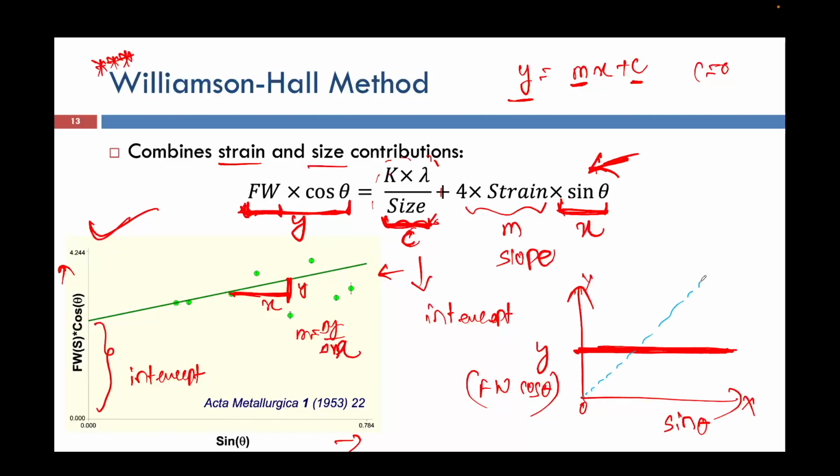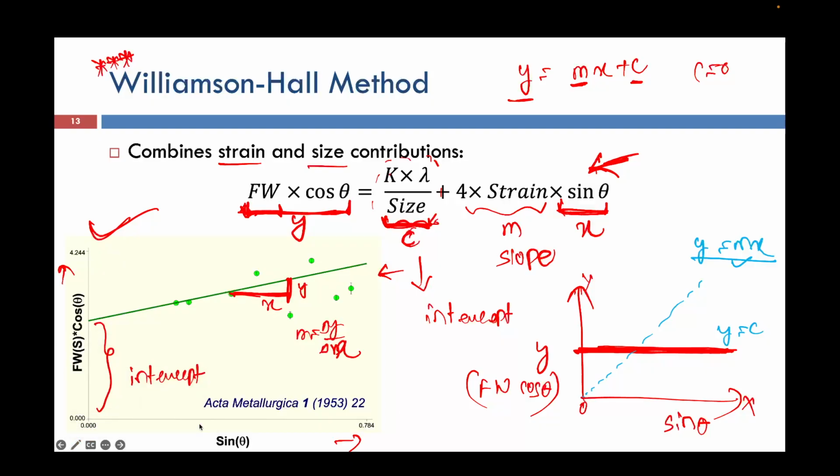right? The equation will be linear, that means y is equal to mx. Simply this equation will be giving y is equal to mx. Why? Because there will be no C. What does C indicate? C indicates the size effect, right? So combining these two, y is equal to mx and y is equal to C, we are getting finally a curve like this.